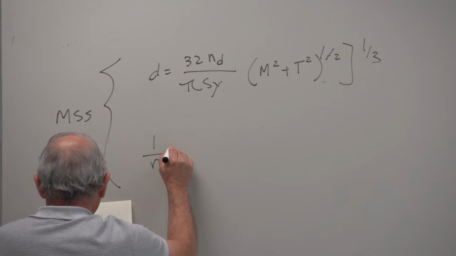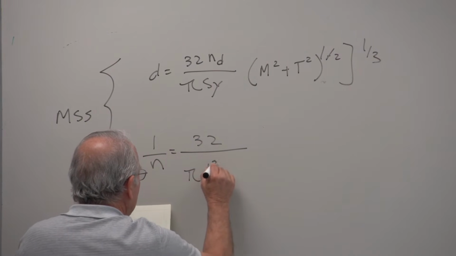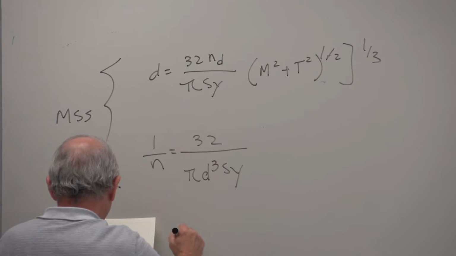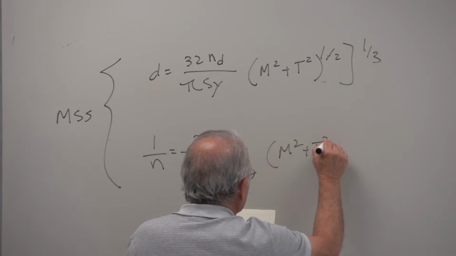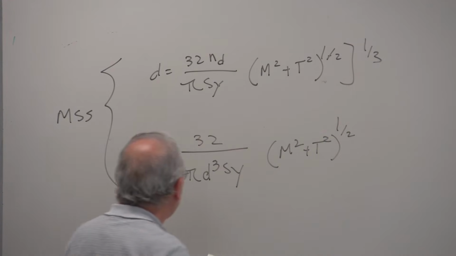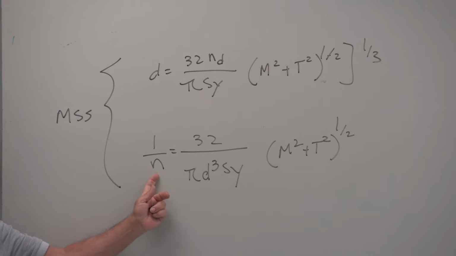And 1 over n equals 32 divided by pi d cubed sy times (m squared plus t squared) to the 1/2. That's the design factor. This is the factor of safety. There is a difference between the two.